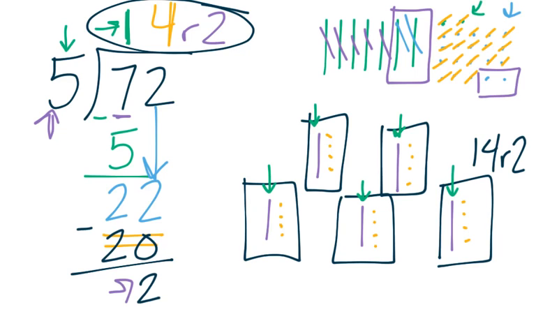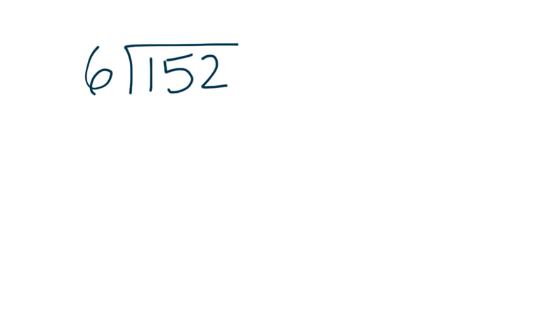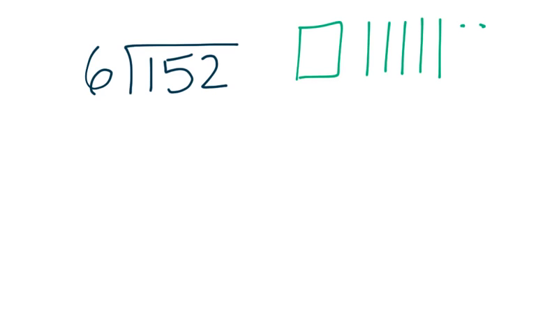All right, let's take a look at one that has a little bit bigger of a number. We're going to take a look at 6. How many times does 6 go into 152, or 152 divided by 6? Now, we're going to model that with base 10 blocks as well. Okay, we have 1 hundred square, and we have 5 ten longs and 2 one cubes. So let's take a look.